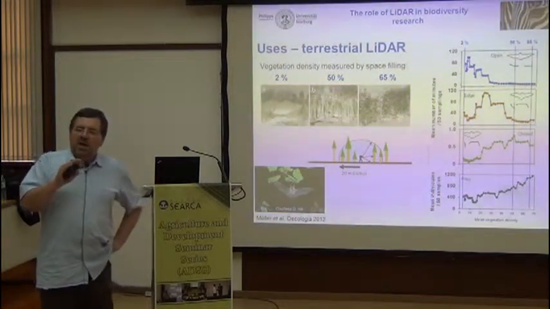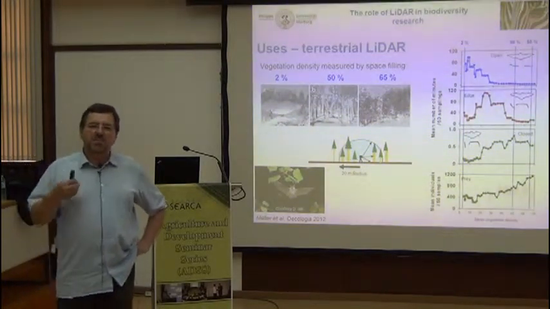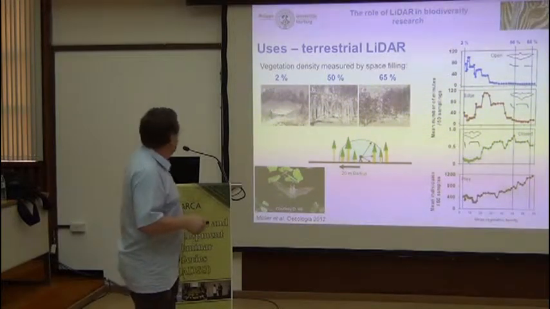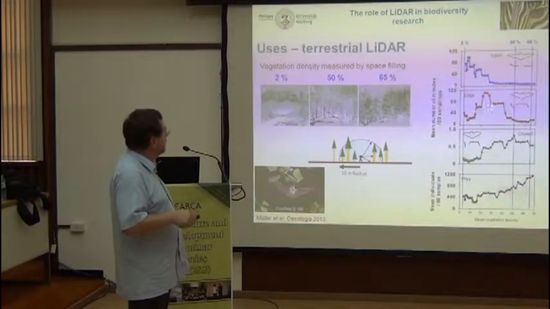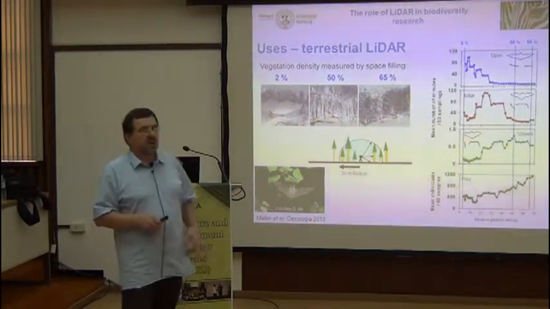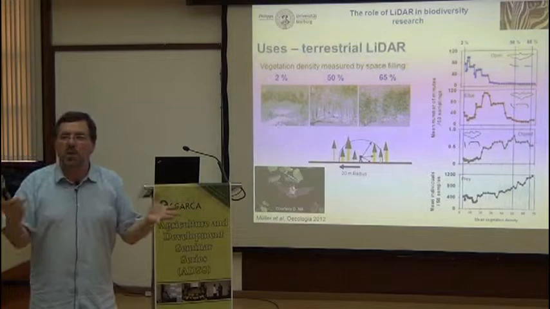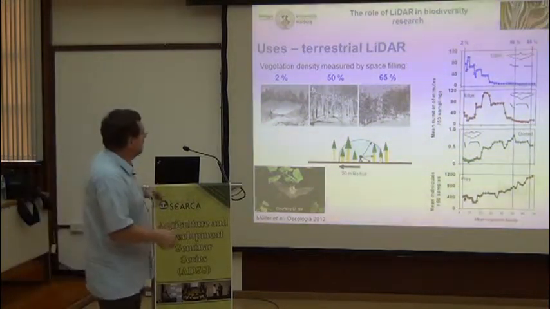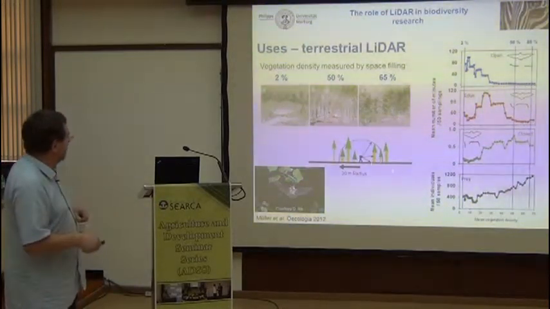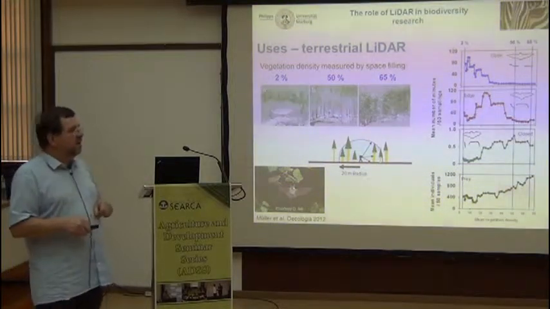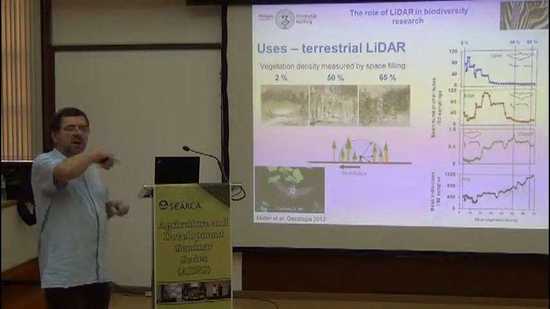But first, a short project we have done to convince you that we can measure something meaningful with LiDAR. In this project, we work on bats. In Germany, we have three kinds of bats. One are open foragers, one are edge foragers, and one are closed vegetation foragers. The open foragers forage in areas with almost no space filling by vegetation, and the closed foragers need dense vegetation.